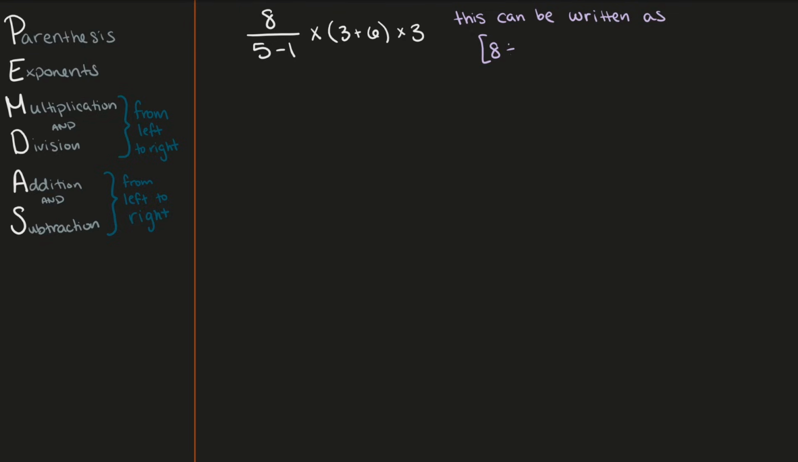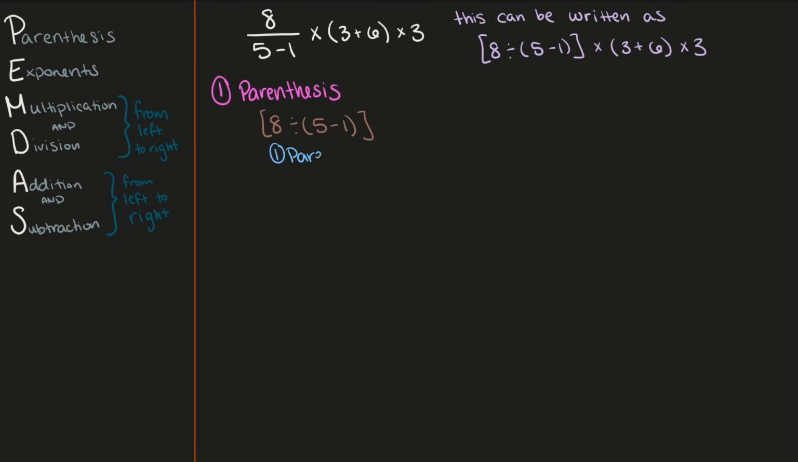8 over 5 minus 1 becomes, as a group, 8 divided by the entire denominator, which is 5 minus 1. So we have to group that in parentheses. So we have two sets of groupings or two sets of parentheses that we need to simplify first. So let's start with our larger grouping. 8 divided by 5 minus 1. Within that, we have another set of parentheses.